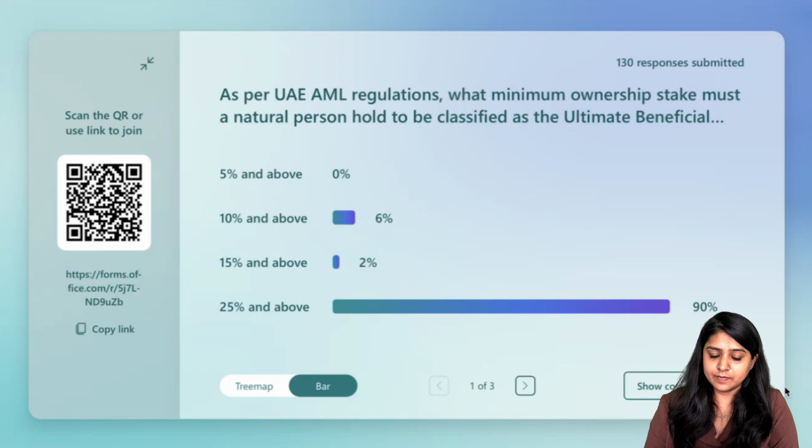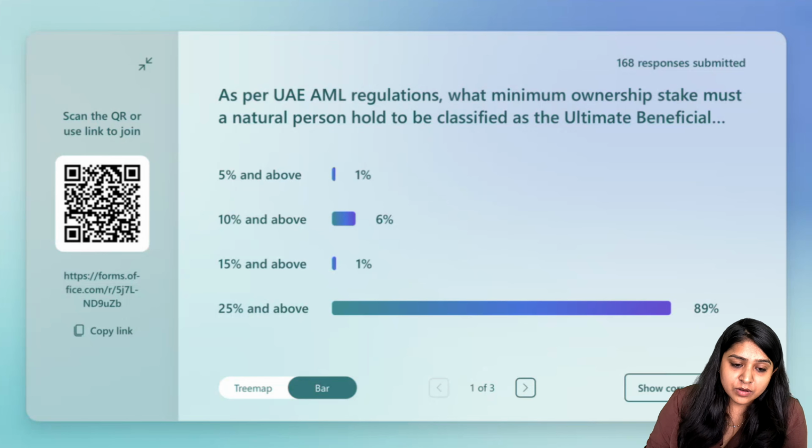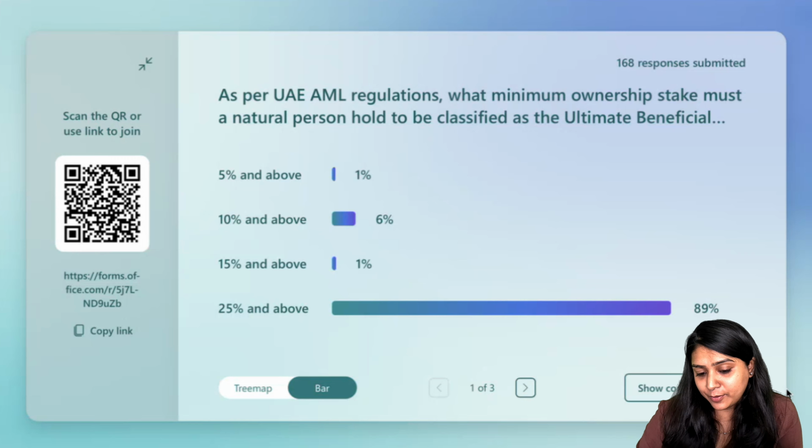Okay, so the first question: as per UAE AML regulations, what minimum ownership stake must a natural person hold to be classified as the ultimate beneficial owner? 89% of you have said that it's 25% or above, which is the right answer. 10% and above, not. 5% and above, not. 15% and above, not. Regulations tell us it's 25% and above. But if you want to be very stringent in your own company and want to implement 5%, 10%, 15%, you can voluntarily do that. But the law gives you the framework of 25% and above.